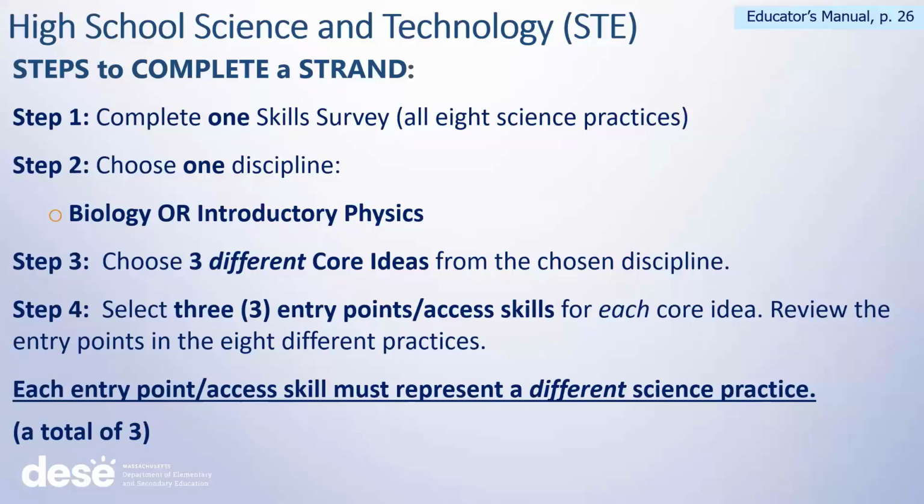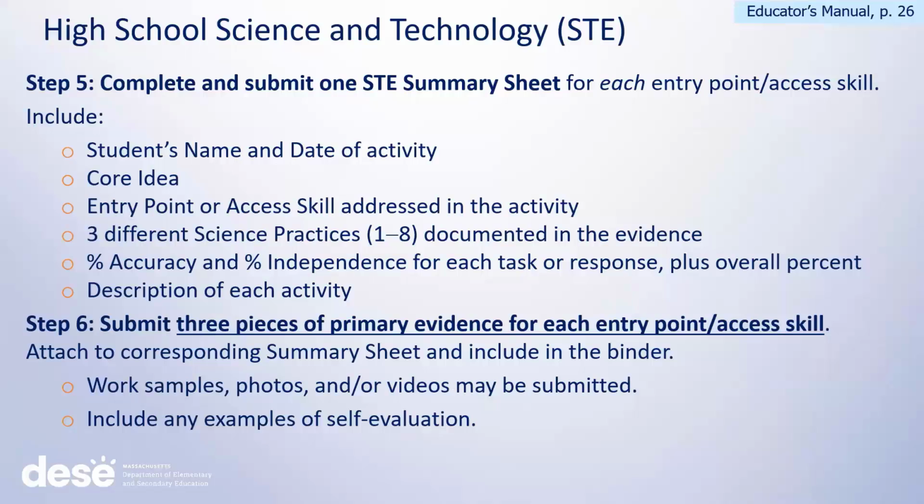And guess what you're going to do? Choose 3 different core ideas for that discipline. So if you pick introductory physics, you're going to have 3 core ideas. If I choose biology, 3 core ideas. For each core idea, remember we talked about this, you're going to have 3 entry points or access skills. Same thing as we just talked about. You're going to have 3 summary sheets. You're going to complete those summary sheets.